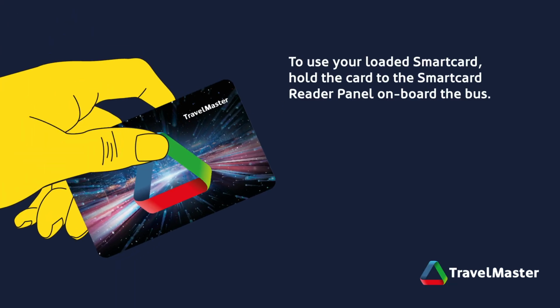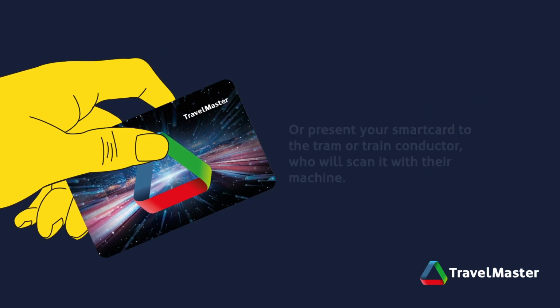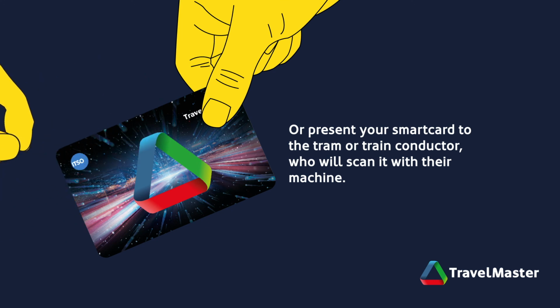To use your loaded smart card, hold the card to the Smartcard Reader Panel on board the bus, or present your smart card to the tram or train conductor, who will scan it with their machine.